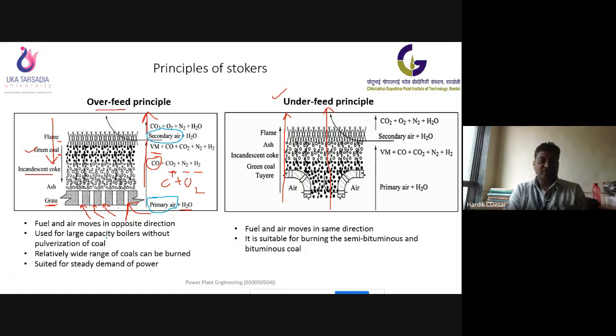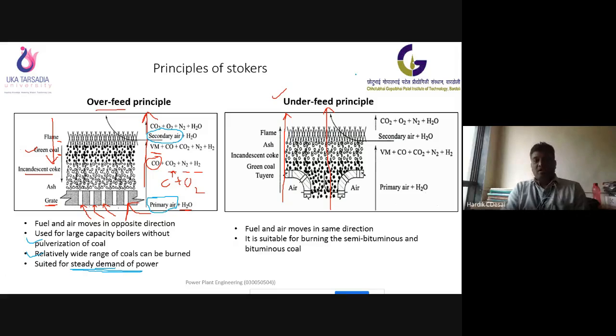So this is generally used for a large capacity boiler without pulverization. A relatively wide variety of coal can be burned, and most importantly, these overfeed stokers are well suited for a steady demand of power, where there is not much change in the steam generation rate.